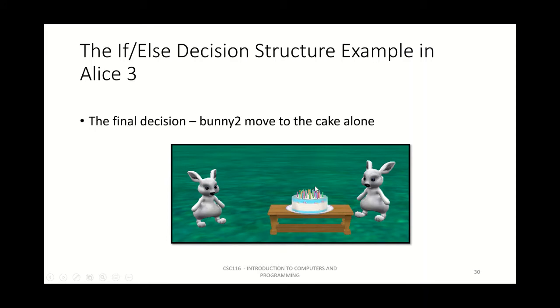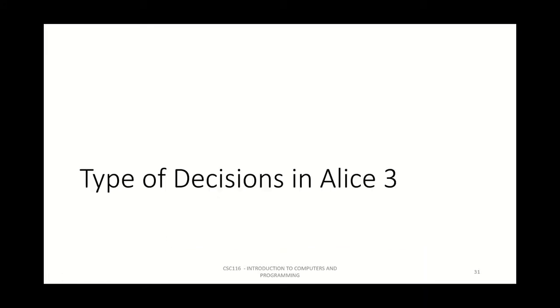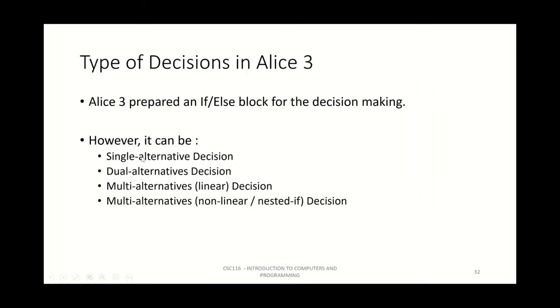So this is actually the process. Okay, I will show you in the demo. Okay, types of decision in an if tree. So we have 4 types of decisions: single alternative decision, dual alternative decision, multi-alternative or linear decision, and the last one is multi-alternative or non-linear or nested if decision.